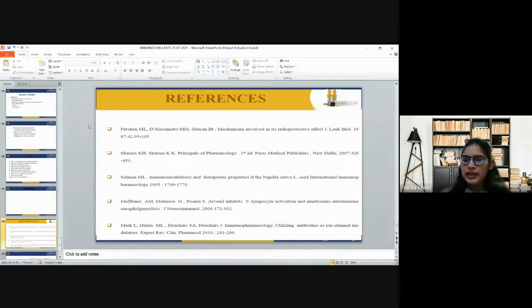Then next we have T lymphocyte activation and amyloidosis in autoimmune encephalitis, published in 2006. Then next we have immunopharmacology utilizing antibodies as an ion channel modulator, in 2010. You can definitely check out these references for further knowledge. So all this is all about your immune system, immunomodulators. Going through the lecture you will get all the answers to your questions, and this is a very easy topic, and very important.